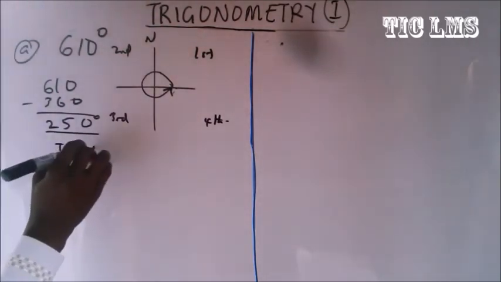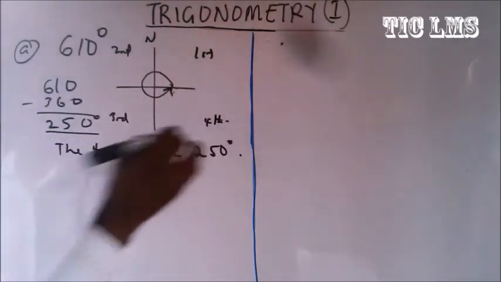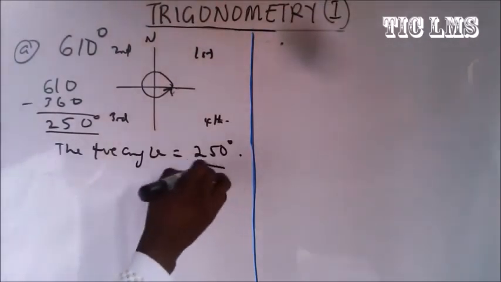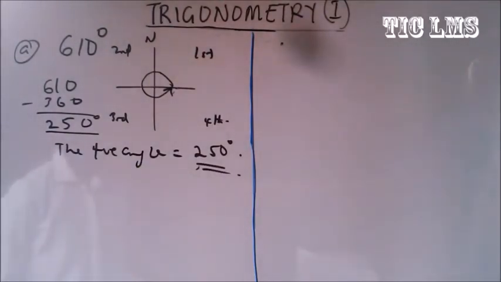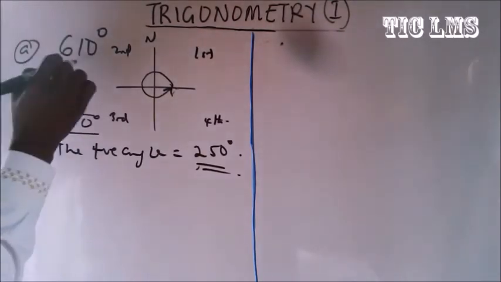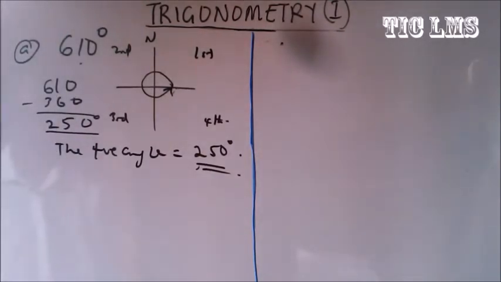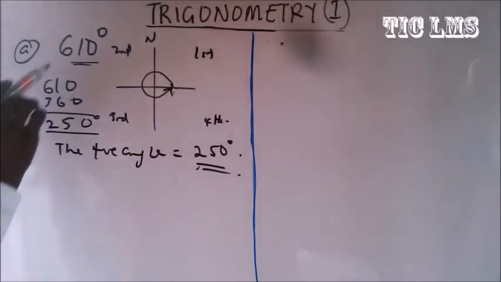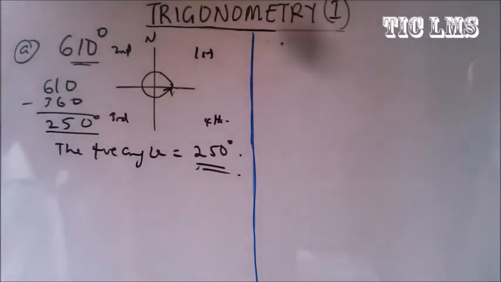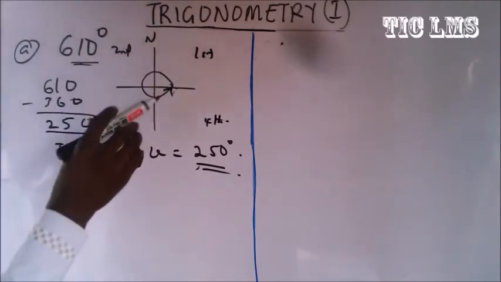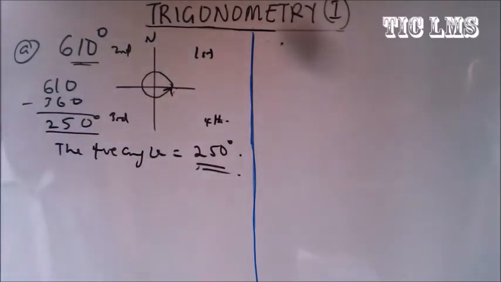The positive angle is 250 degrees. Here is the answer. There are times when we will be asked to give the acute angle of this particular 610 degrees. Yes, we have arrived at the fact that 610 degrees is equivalent to 250 degrees. But to find its equivalent acute angle, we need to find the exact location where this 250 degrees stops. And this is what I mean.